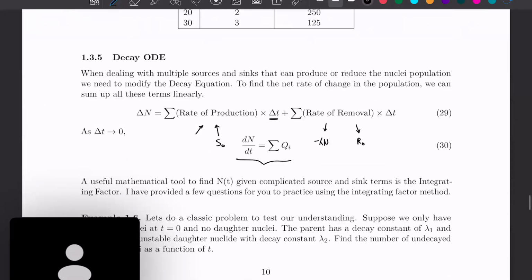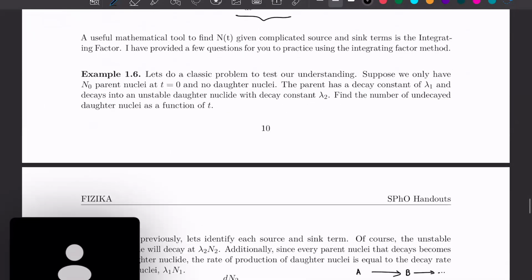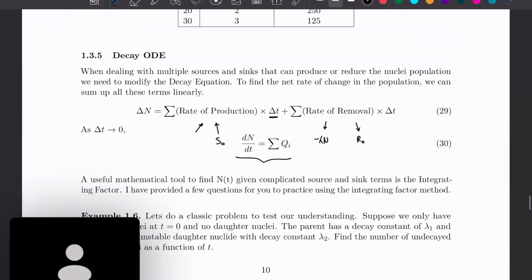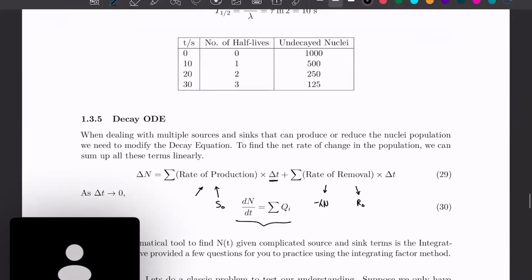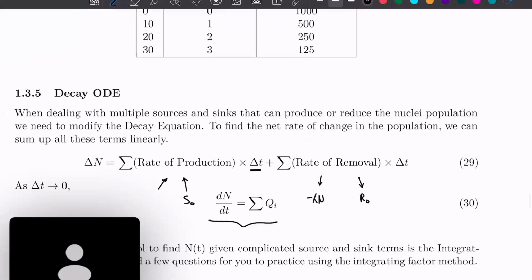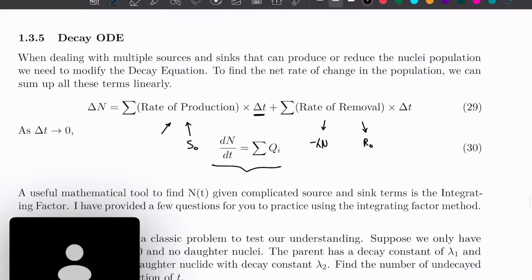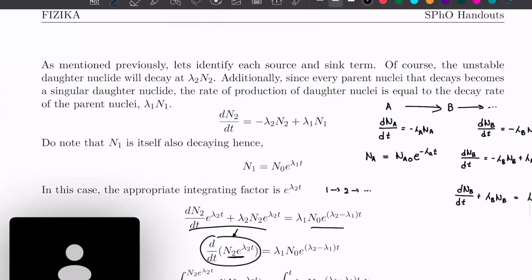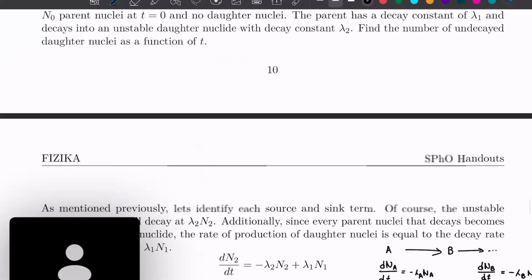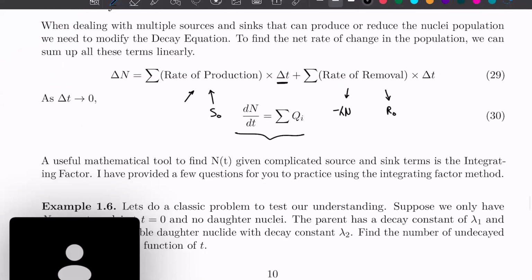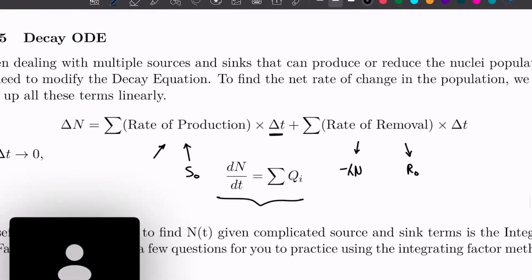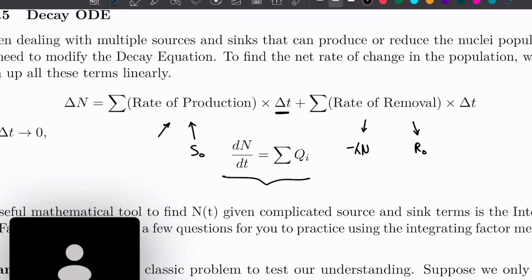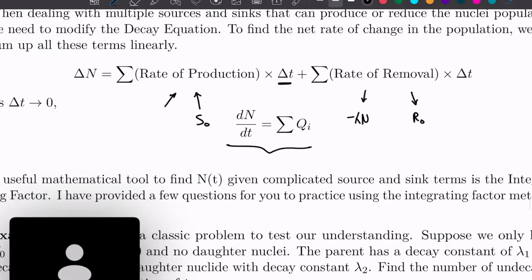So that's the integrating factor, and that's about it for decay ODE lah. But I think for SPhO, most likely it will be something like separation of variables. So if you don't understand integrating factor, it should be fine. The more important thing is being able to form your differential equation in the first place.